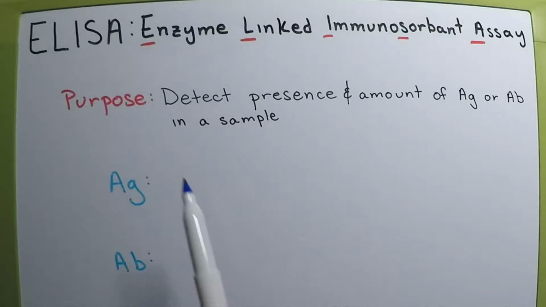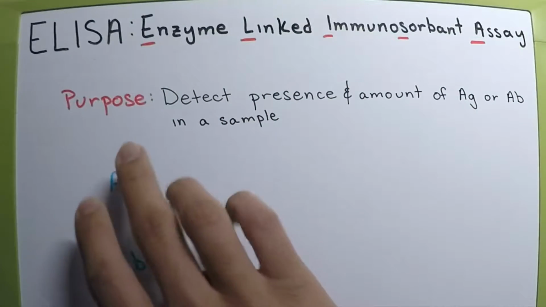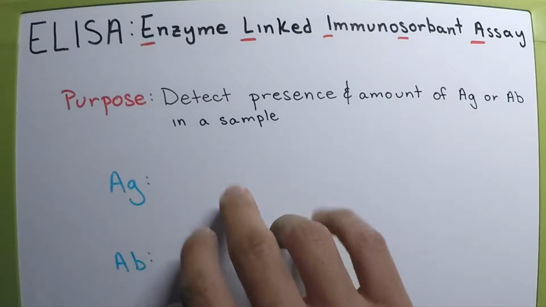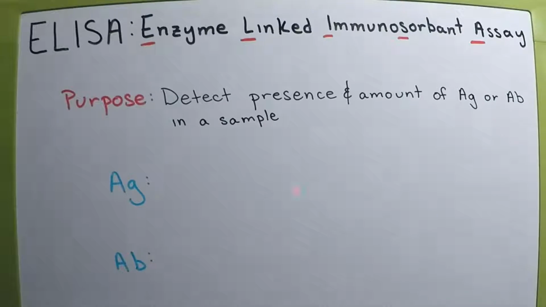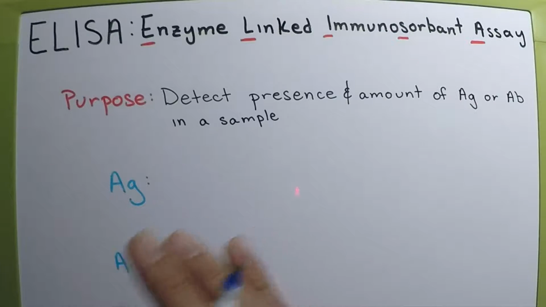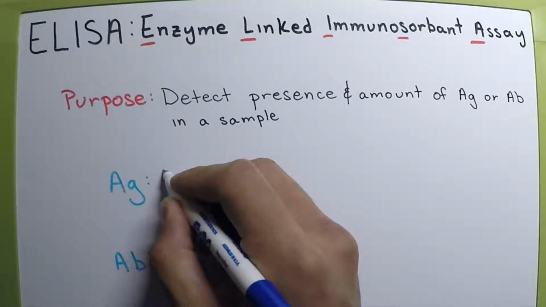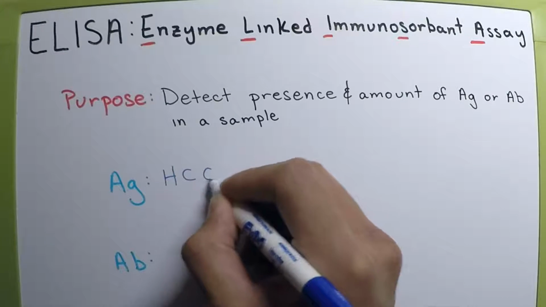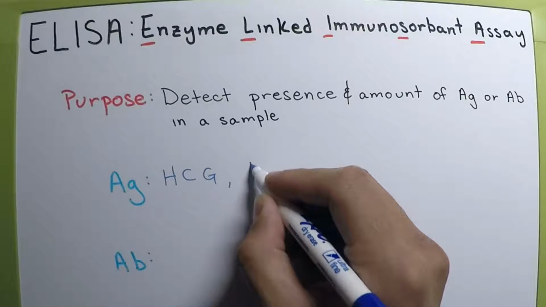In this video, we're going to go over your guys' ELISA test, which stands for Enzyme-Linked Immunosorbent Assay. And as you can see, the purpose is to detect the presence and amount of an antigen or antibody in a sample. When looking at an antigen, the most common that you're going to see is those of a pregnancy test, which looks for the presence of HCG, or if it's looking for the time of ovulation, which detects LH.